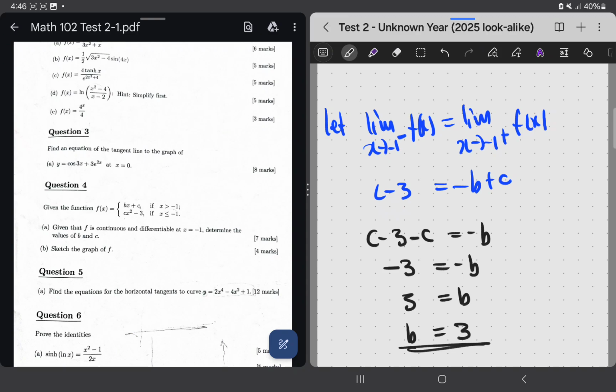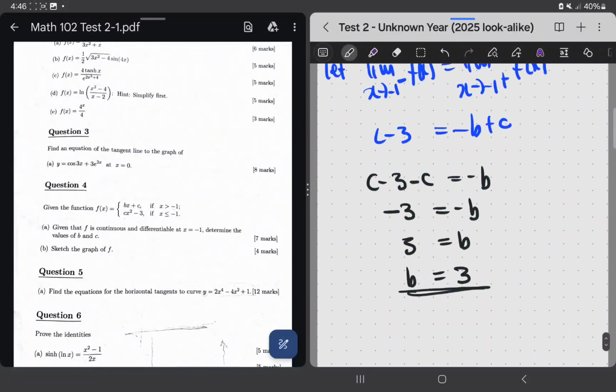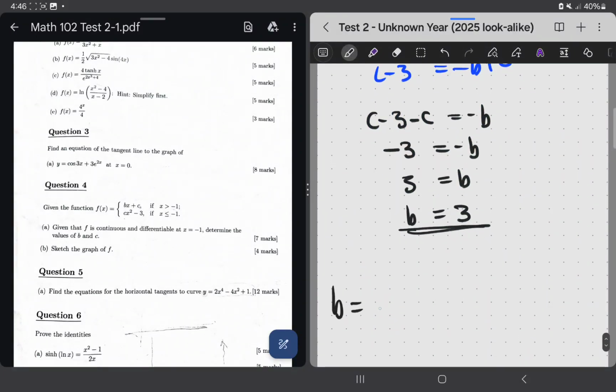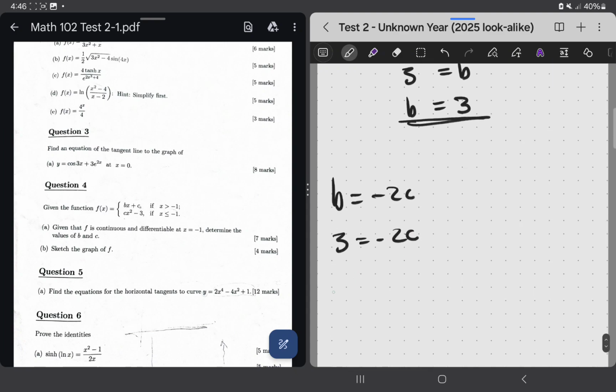We have b, but now we need to go and find c. We have here that b is equal to negative 2c. So b, which is 3, is equal to negative 2c, so negative 3 over 2 is equal to c. And it's done. This is going to be the final solution, and we have both b and c, and we are done.